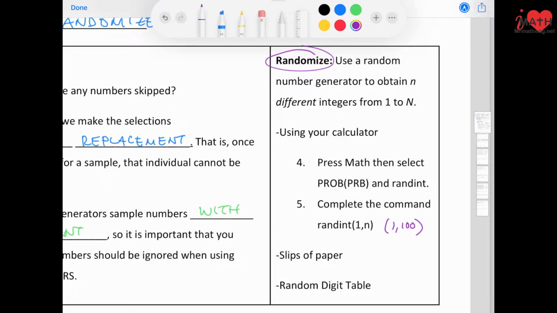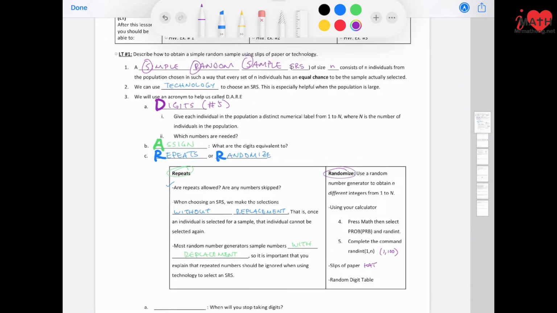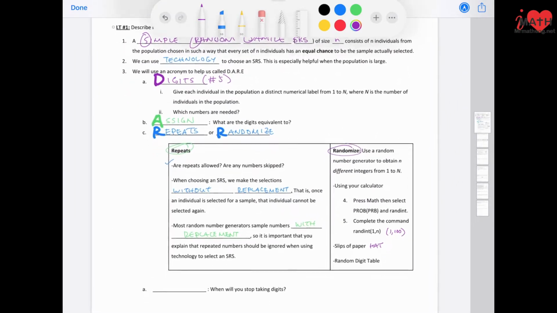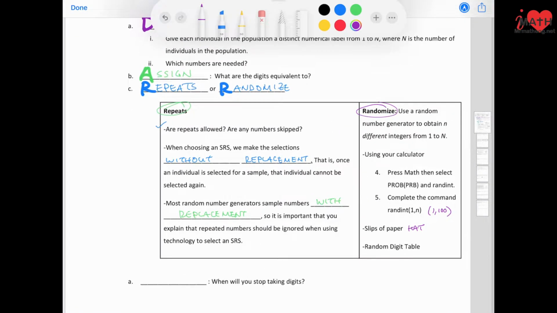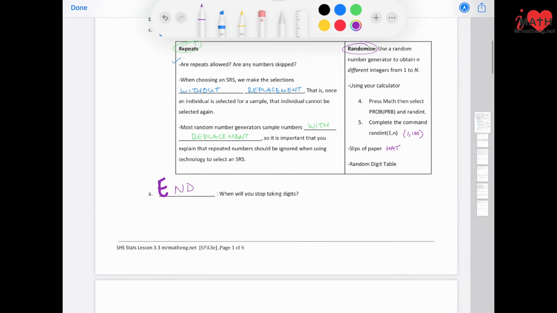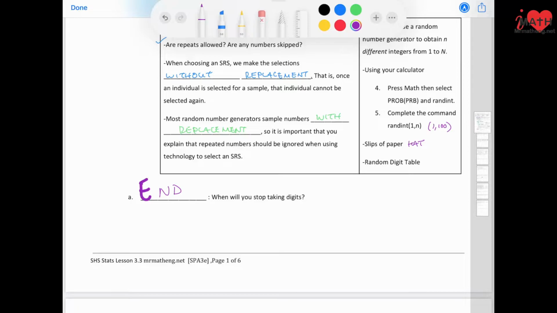You can also write everyone's name on a piece of paper and draw from a hat. And then we're also going to use a random digit table. So how do we randomize again? We use DARE: digits, assign, repeats, randomize, and the last part is E. When will it end? When will you stop taking digits? So that was page 1. Let's move on to page 2 with some examples.